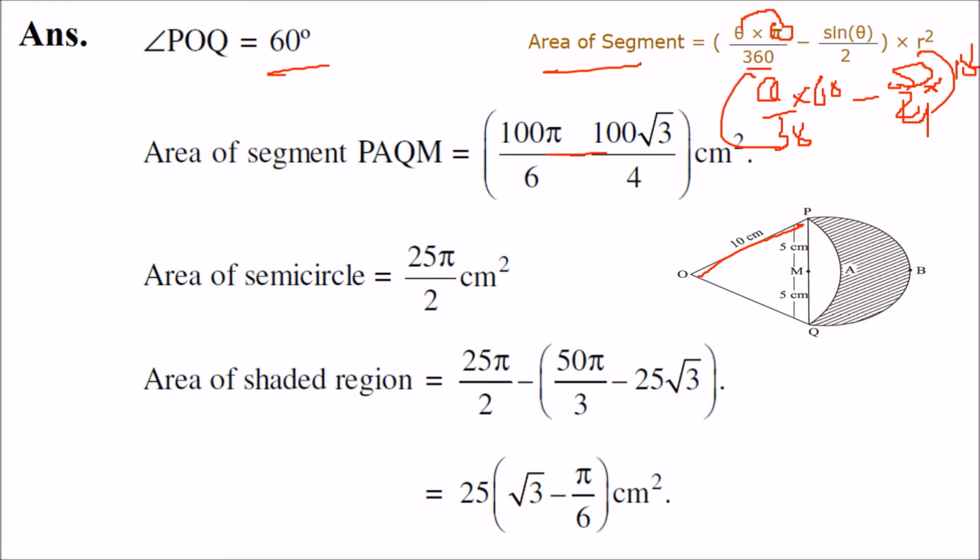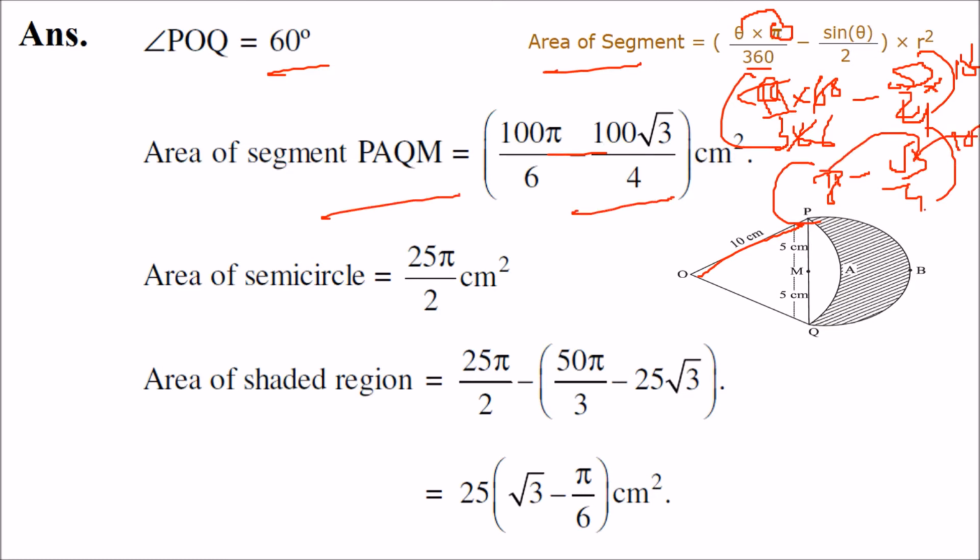This becomes theta by 360, that is pi by 6. So pi by 6 minus root 3 by 4, and 10 square is 100. So you get this if you multiply 100 inside. So this is the area of this segment. You can directly find it out using this formula.